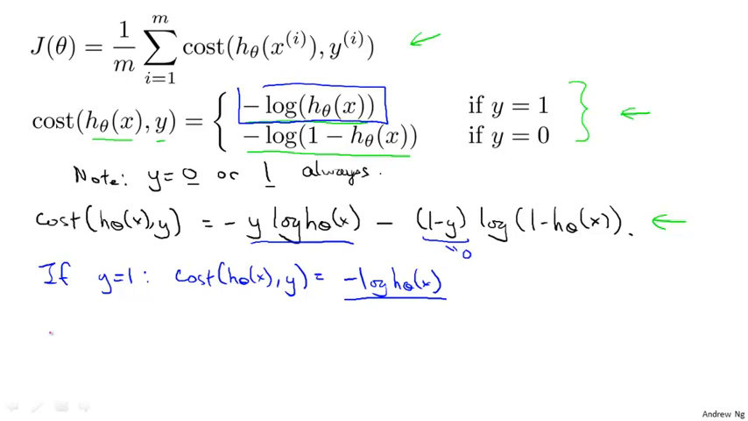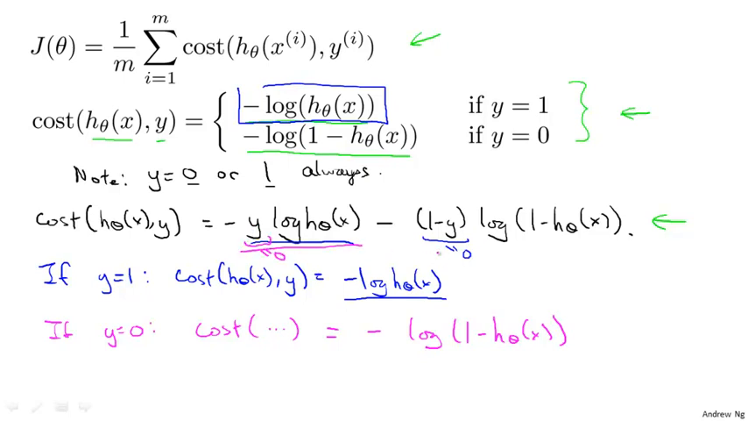And very quickly, if y is equal to 0, then in the same way, the cost ends up being minus log 1 minus h of x. The way to see that is that if y equals 0, then this first term goes away, and then this becomes minus 1 times log of that. And so the cost becomes exactly what we had up here as well for if y is equal to 0. Okay, so this equation gives us a more compact way to write down our cost function.